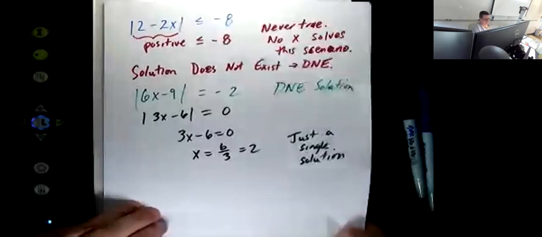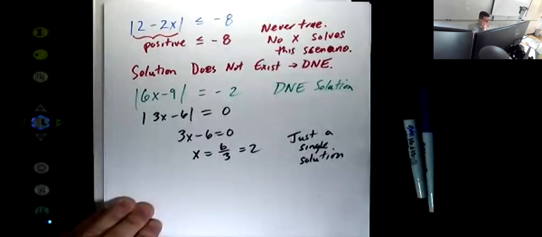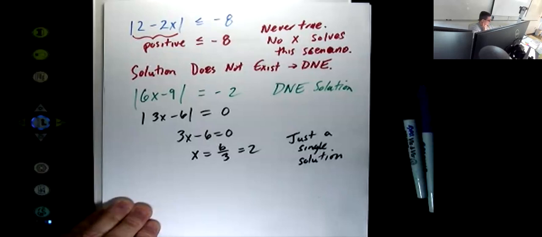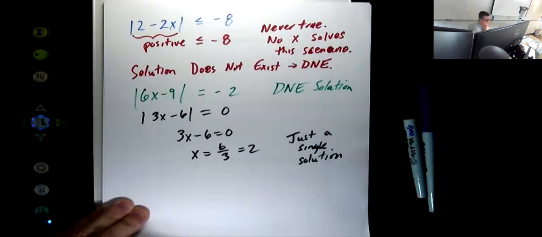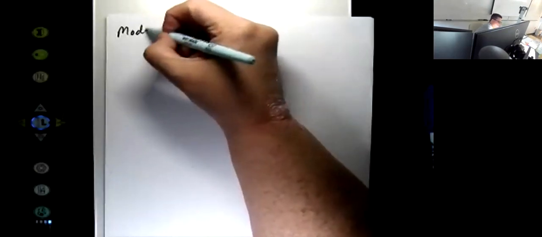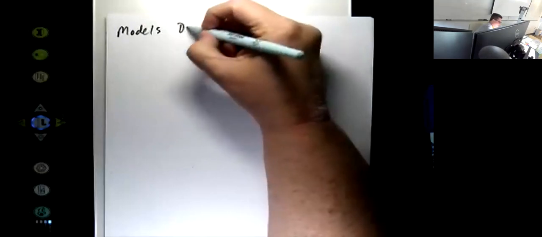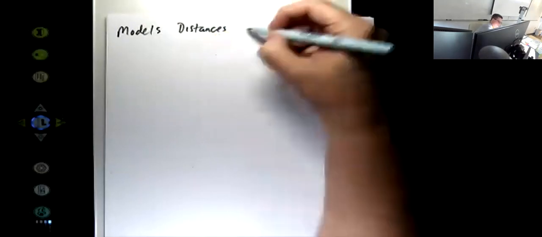We got a little bit more on this. How does this stuff apply to real life? Like, this stuff actually is useful. We use absolute values to model distances and tolerances.